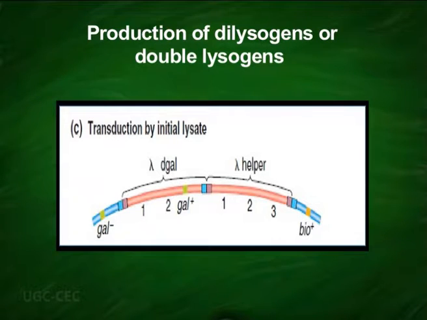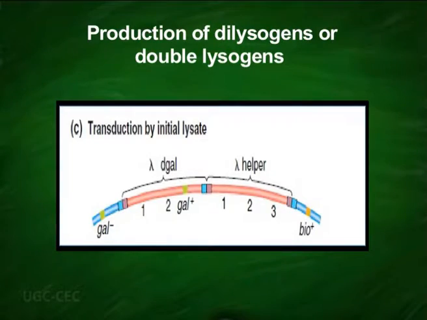One is the wild type progeny phage, another is the defective virus which is containing the galactose gene in itself. Suppose both of them attack a normal bacterial cell. Then it will lead to the production of a dilysogeny or a double lysogeny state. So we saw till now how the low frequency transducing lysate is produced.